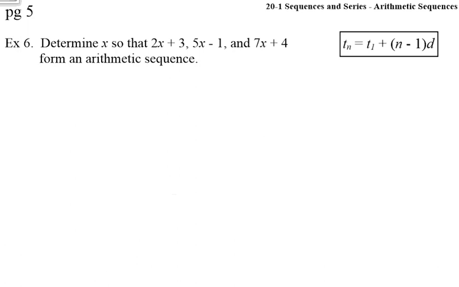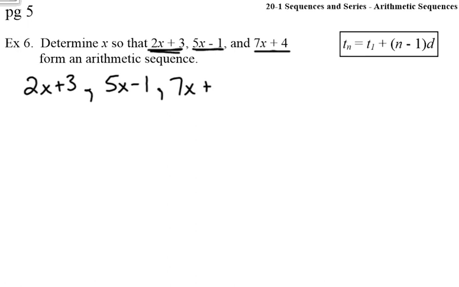Number 6, love this question. This is an interesting question, requires some thought. So we want to figure out what x is. In each term, so we have 3 terms here. I could say that 2x plus 3 is term 1, 5x minus 1 is term 2, and 7x plus 4 is term 3.